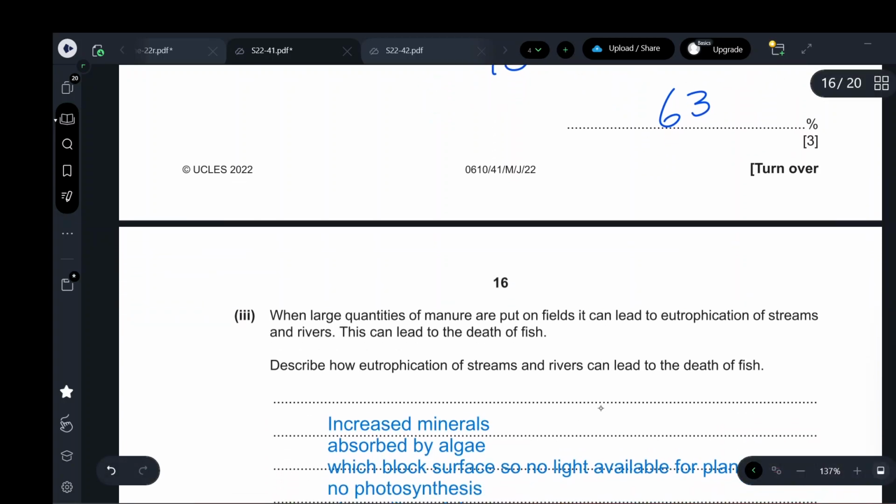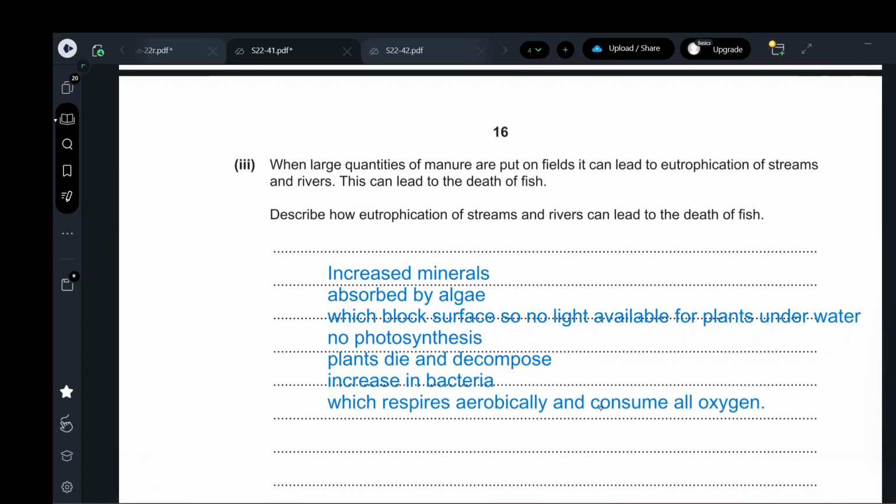Increased minerals are absorbed by the algae, it grows on the surface, blocks the surface, so no light is available for the plants underwater, no photosynthesis, the plants will die, decomposed by the bacteria. The bacteria will increase, respire aerobically, and consume all the oxygen. This is what causes the death of fish. If all the oxygen is finished, the fish will die.